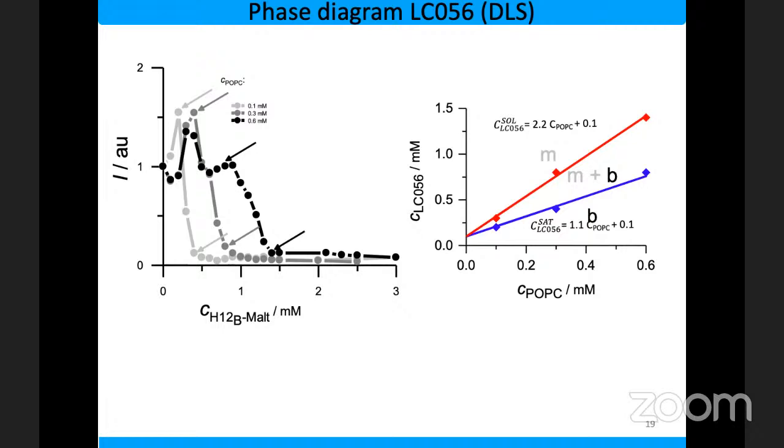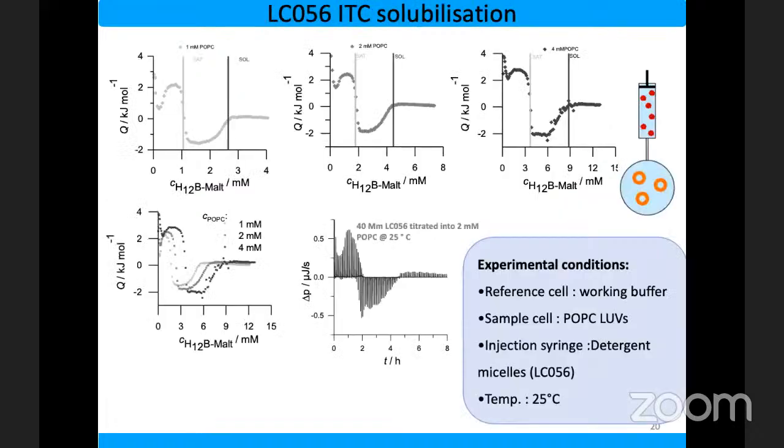For us to authenticate this, we needed to study with another method. So we also used an ITC experiment to study it. Here, you have the POPC in the cell. We have our working buffer in the reference cell, and we have our surfactant in the syringe. And we titrate the surfactant in the syringe into the cell, which contains our artificial membrane, our POPC, at different concentrations, because we want to construct a phase diagram.